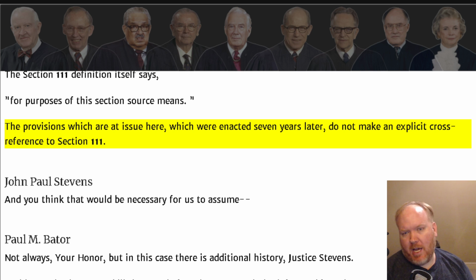Then I would say, this is a legal question. This is what courts get to do with their time. We have a word, source. It's defined in one section and not another. So the question is, what does it mean in the second place?